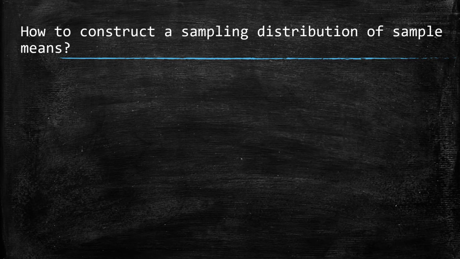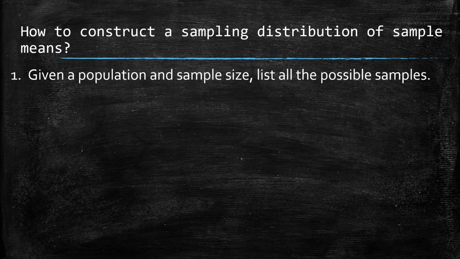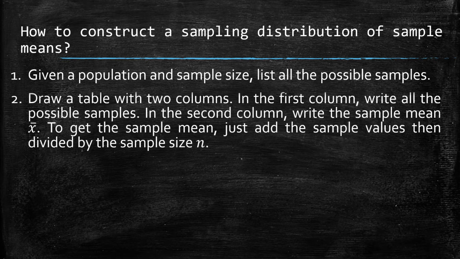How to construct a sampling distribution of sample means. There are 3 steps. Step number 1. Given a population and sample size, list all the possible samples. Step 2. Draw a table with 2 columns. In the first column, write all the possible samples. In the second column, write the sample mean represented by X bar. To get the sample mean, just add the sample values, then divide by the sample size n.